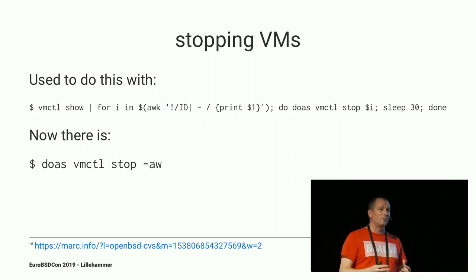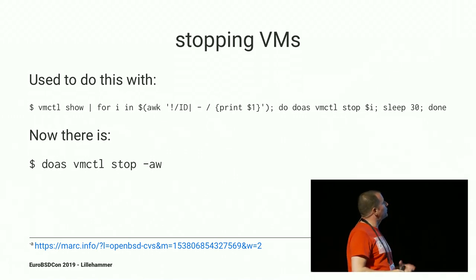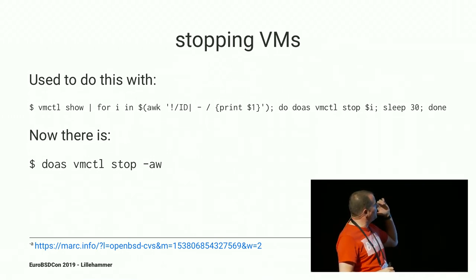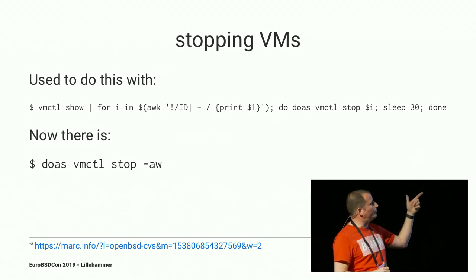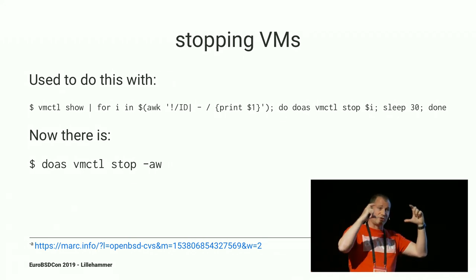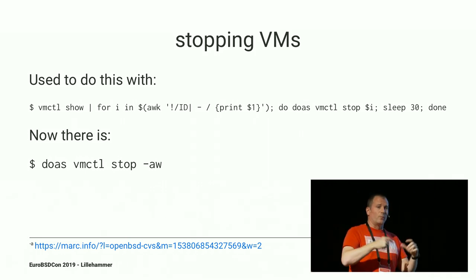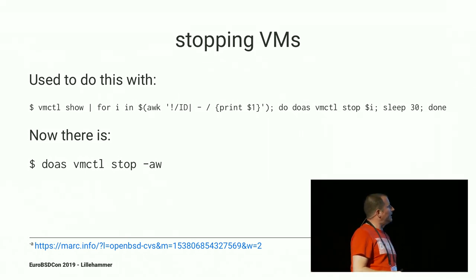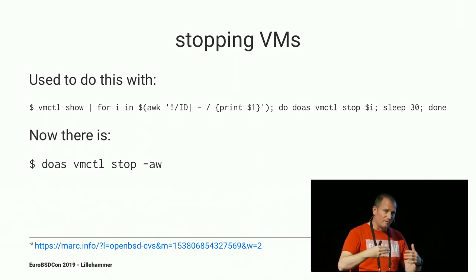Another thing, in the beginning, was that stopping VMs was a bit of an issue. If you stop everything in one go, it's not a good idea. So I was trying to emulate a normal shutdown. What I did is parse vmctl through a for loop with awk, looking at all the machines that were started, and then stop them and wait 30 seconds before stopping the next one. Now you can just do that with vmctl stop -aw. It will stop all, and it will wait for each VM to be stopped. In most cases, that works really well.